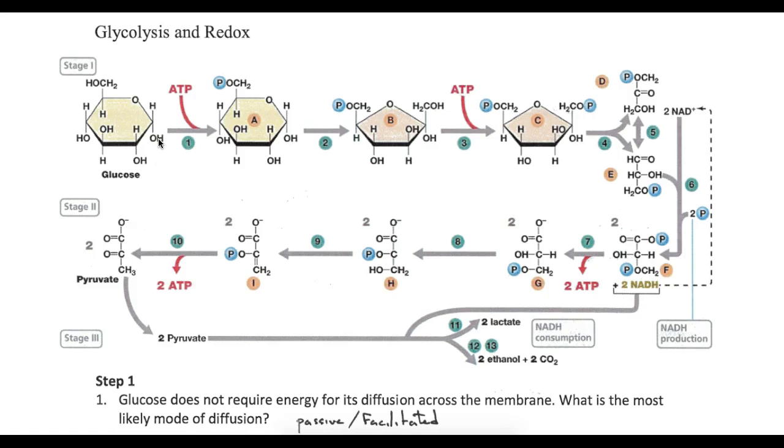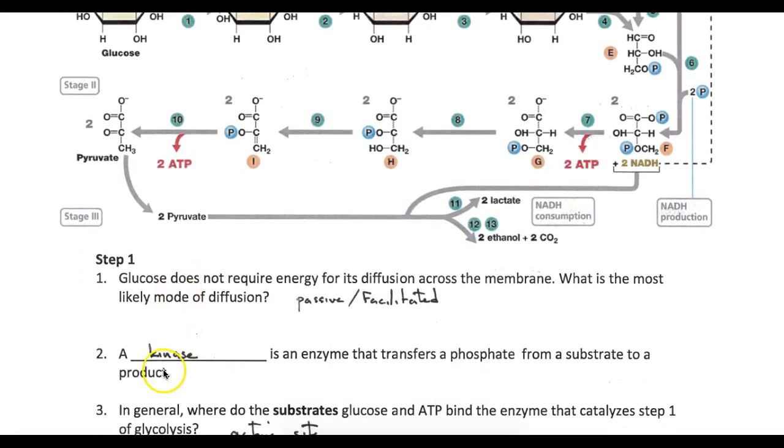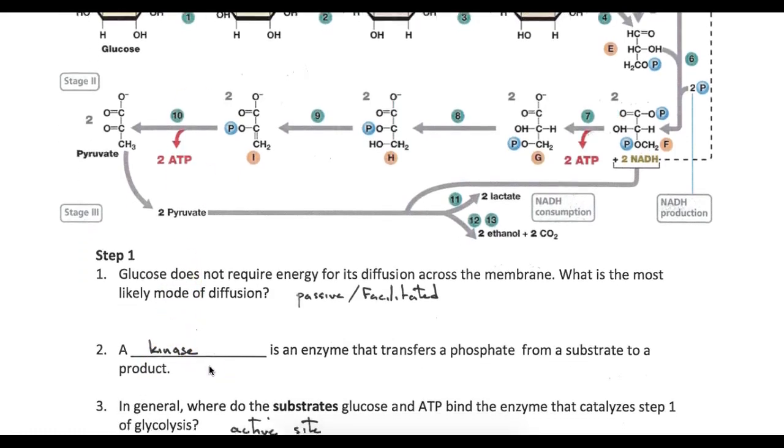So the first step here, step one: glycolysis does not require energy. So that means that it's going to be a passive or facilitated diffusion across the membrane. And then once ATP gets added onto it, it gets converted into glucose 6-phosphate. This obviously is a reaction that involves a kinase, as we can tell with the presence of the ATP. And so a kinase enzyme is the one involved in that transfer.